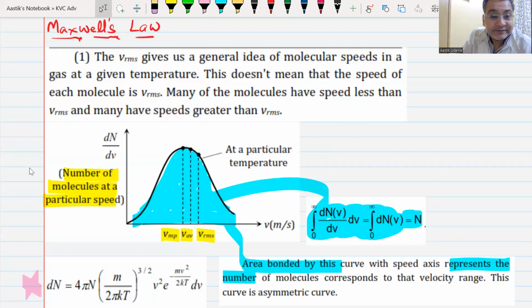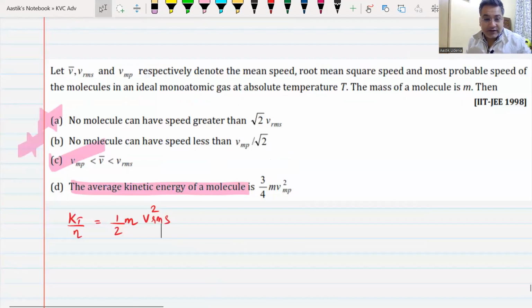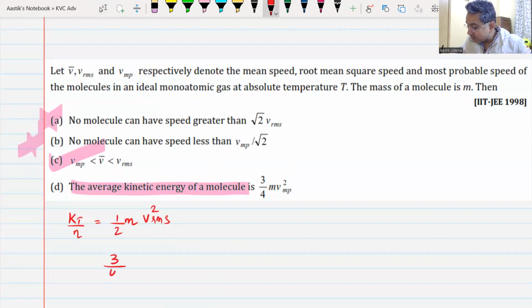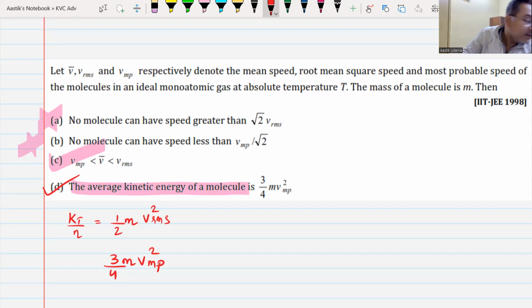Shameful act. Okay, so when you put the value of RMS in terms of most probable, you will get the average kinetic energy per molecule as 3 by 4 m into V most probable squared. Therefore, option number 3 and option number 4 are correct, my dear friends. Do we understand this? Understood, sir. Next question, sir.